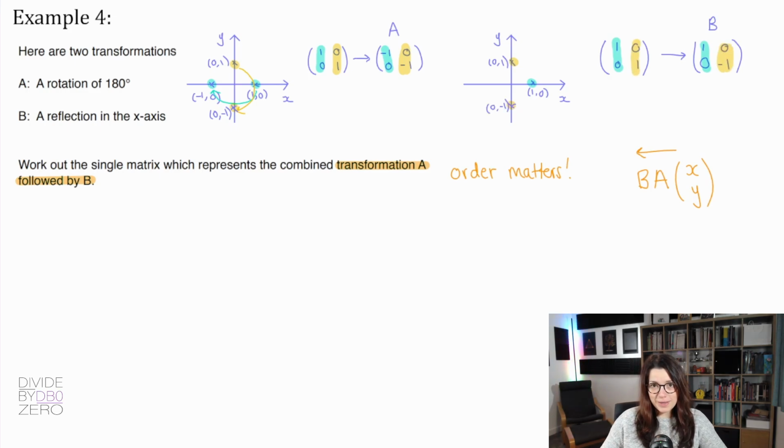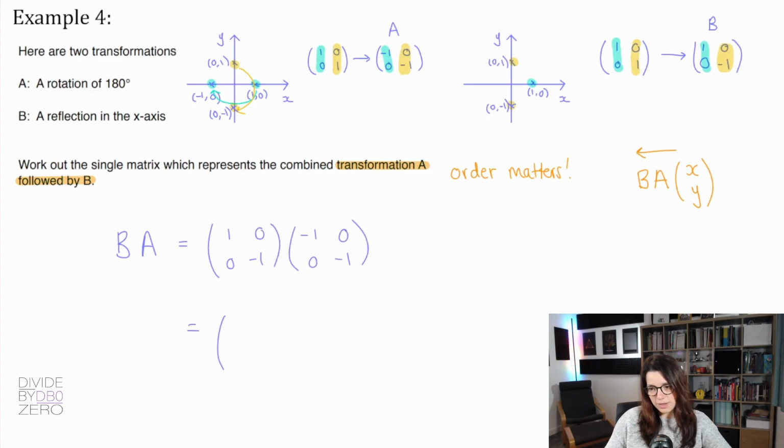Now we have both of our matrices, we can apply them in the correct order. As we saw earlier, it will be BA. Let's multiply them together. (1, 0; 0, -1) followed by (-1, 0; 0, -1). When you multiply those together, you get (-1, 0; 0, 1). And that's the final answer.